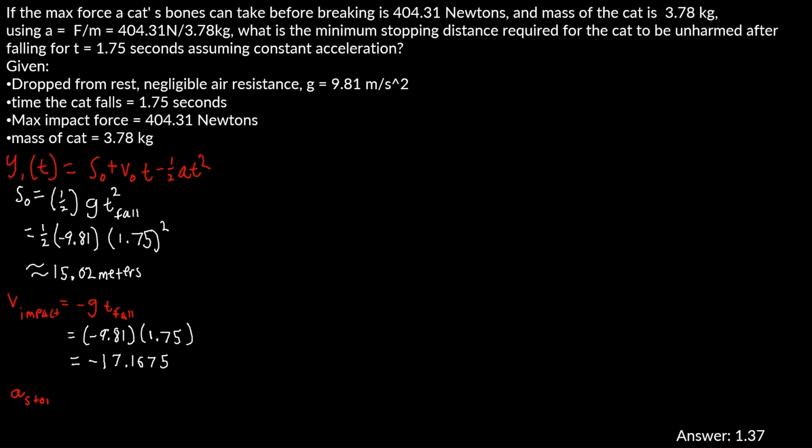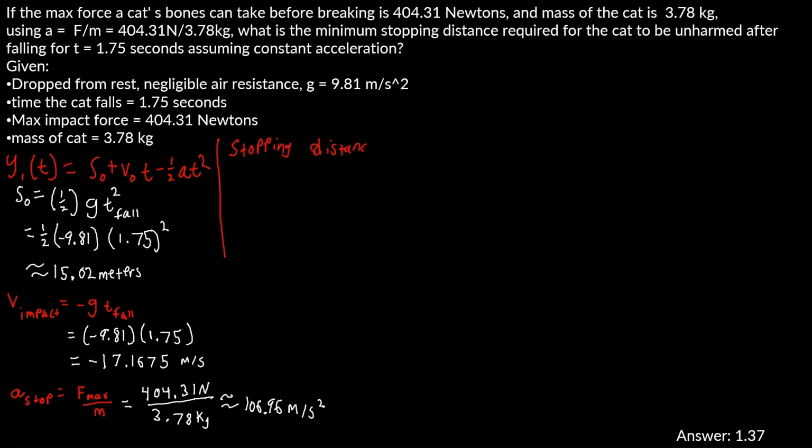Next, we want to find the max safe acceleration for the cat to not break its bones. We will divide 404.31 newtons by 3.78 kilograms. Putting this into the calculator, we get 106.96 meters per second squared.